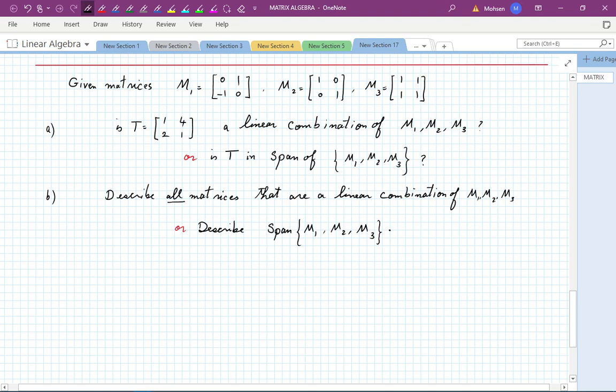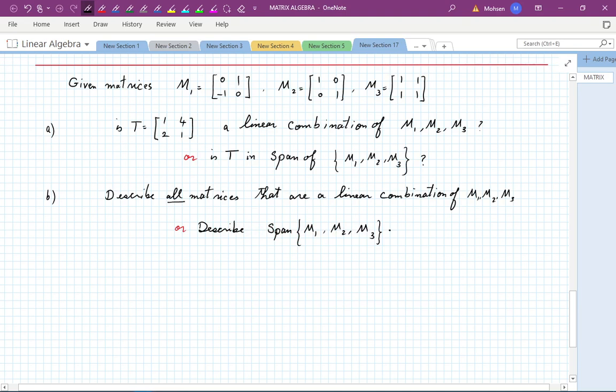The second question is, after we answer this, we ask, well, what if I had another target matrix? How would you answer that? And then say I change it again and change it again. So part B says, describe all matrices that are linear combinations of M1, M2, M3. What are all the matrices we can put in place of T and still hope that it is a linear combination of these three? Another way of describing the same question is, explain what is the span of M1, M2, M3.